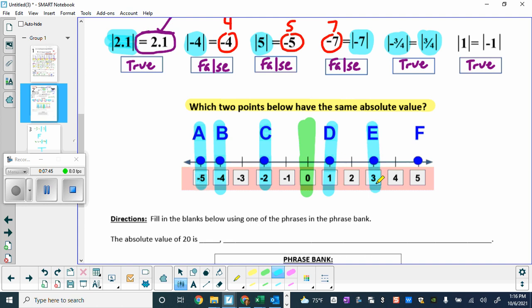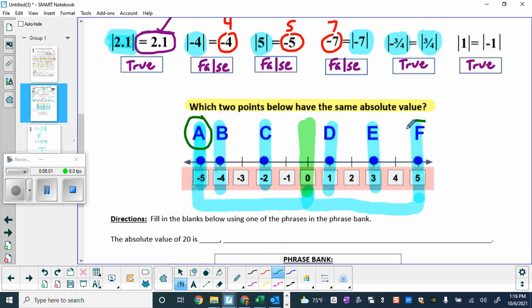This is 3 spaces away. F is 5 spaces away, so that's actually going to be the answer right there because A is 5 away and F is also 5 away. The answer to this one is going to be points A and F. Okay, so A and F have the same absolute value here.